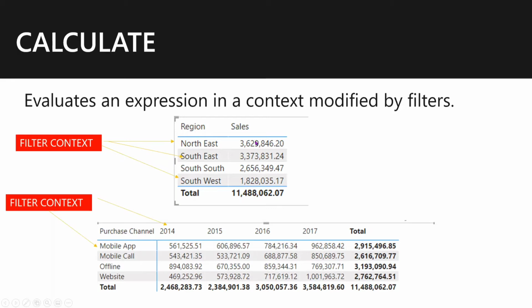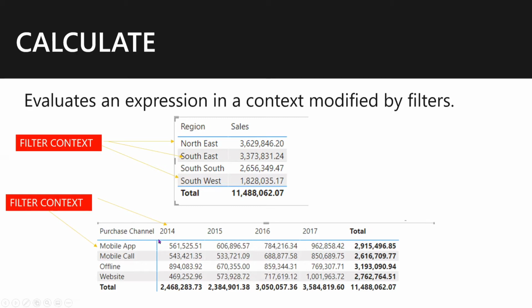So for Northeast, it filters the sum of sales. For Southeast, it filters the sum of sales. For South-South, it filters the sum of sales. For Southwest, it filters the sum of sales. And it gave us the aggregation, which is sum. So therefore, we can say that on this particular table at this particular time, the filter context is based on region, the different regions that we have in this table.